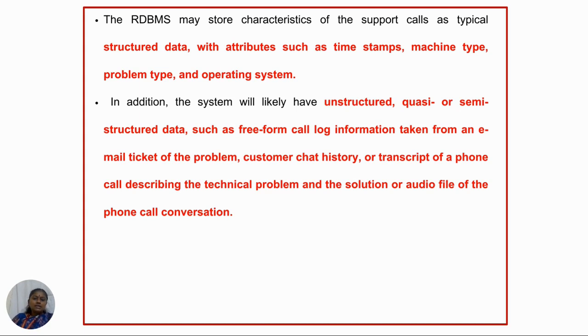The semi-structured data, or else the quasi-structured data. The best example for semi-structured data is call logs. In all our mobile phones, we have call information available. Sometimes mail ticketing information, customer chat history, or transcripts of phone call descriptions. These are some examples of quasi-structured or unstructured, or we can say semi-structured data.